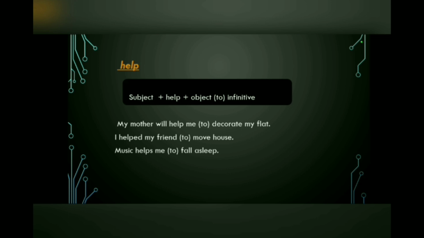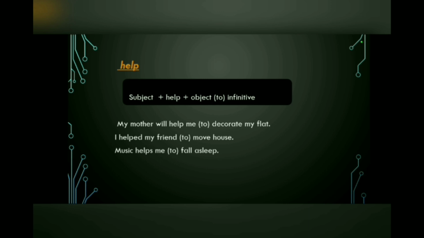Let's move on to the final one. This is help. I am sure many of you will know this word by now. To help means to assist someone. The structure when we use help as a causative verb is as follows: subject, help, object, infinitive, or to infinitive. We can create sentences with or without to, and the meaning doesn't change.